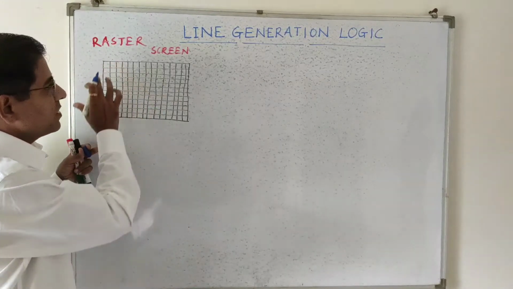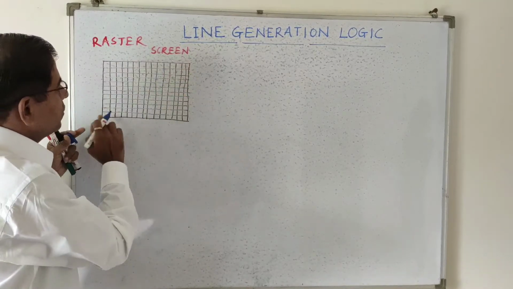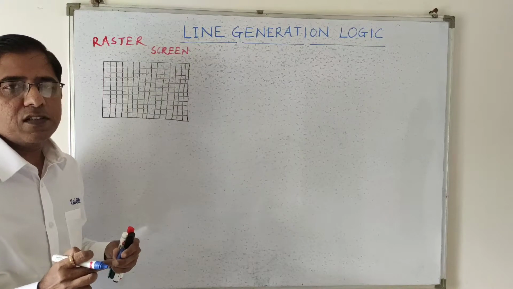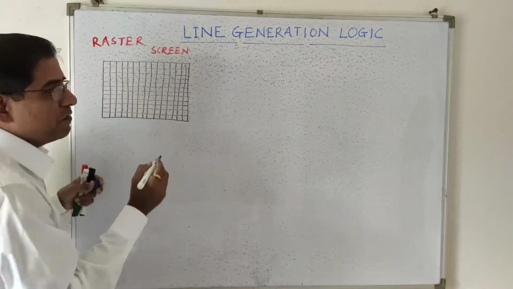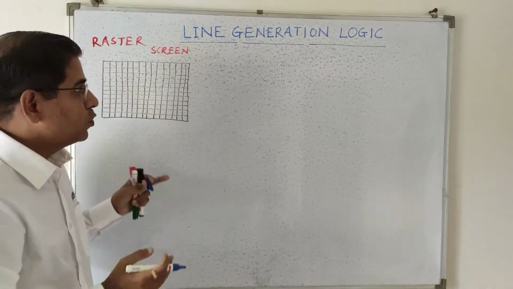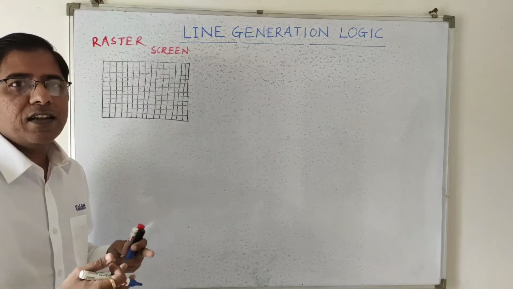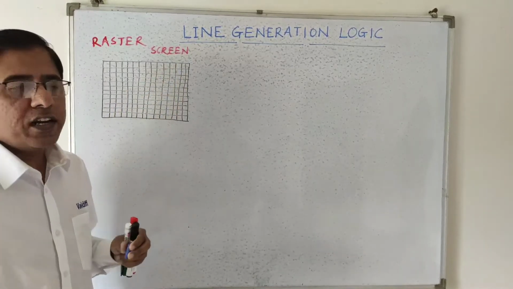Now, this is a raster screen. We have seen that the screen of a computer is divided into a number of small discrete cells called pixels. And if somebody asks to draw a line on a screen, he gives the start point coordinates and the end point coordinates, and accordingly we have to generate a line.